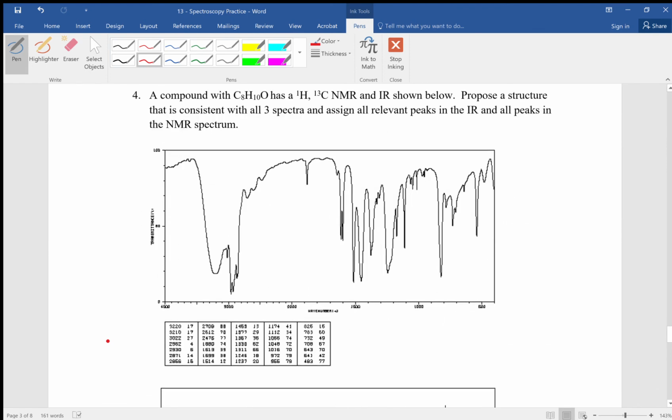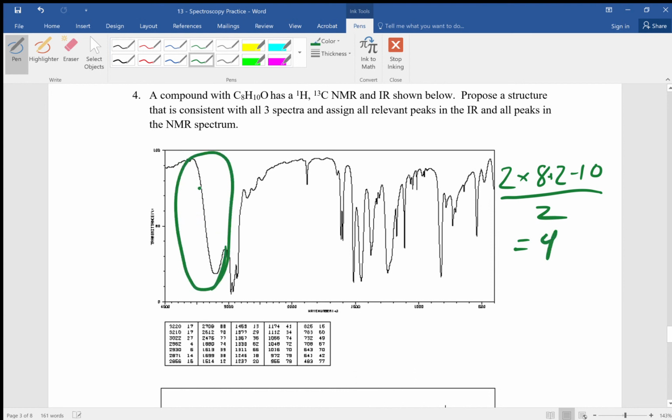So finally, let's do number 4 here, C8H10O. That gives us 4 degrees of unsaturation, and we should recognize the alcohol peak here. So likely at this point that we have an aromatic ring as well as an alcohol.